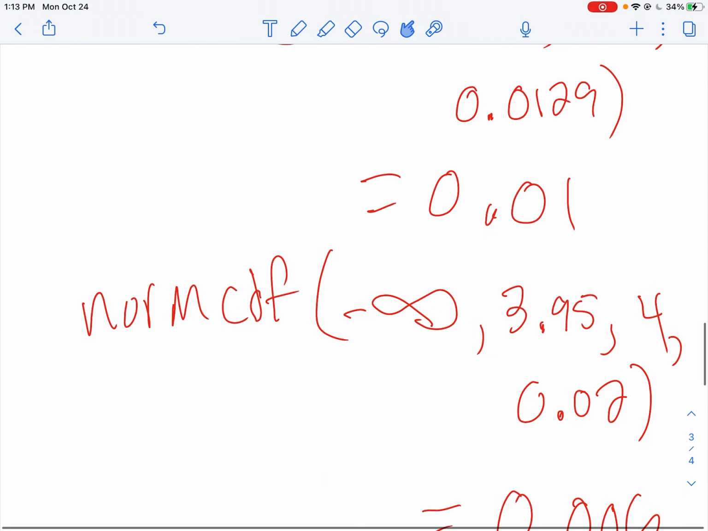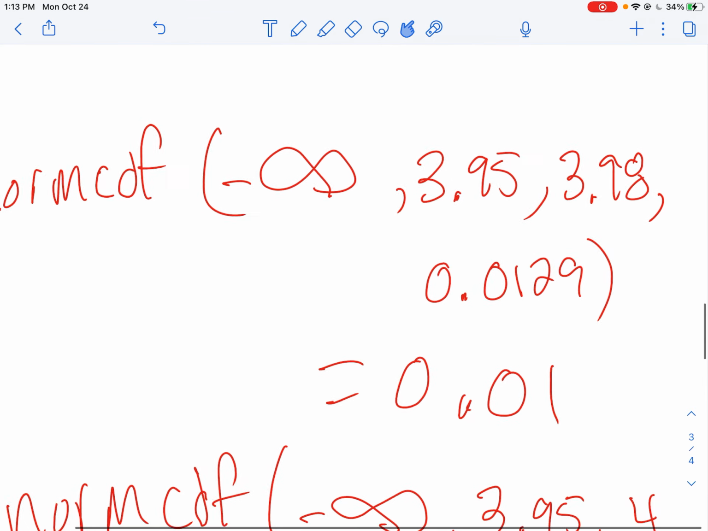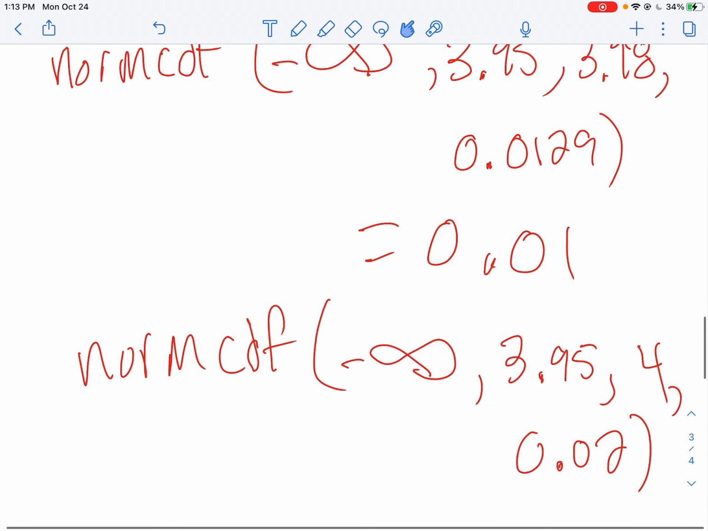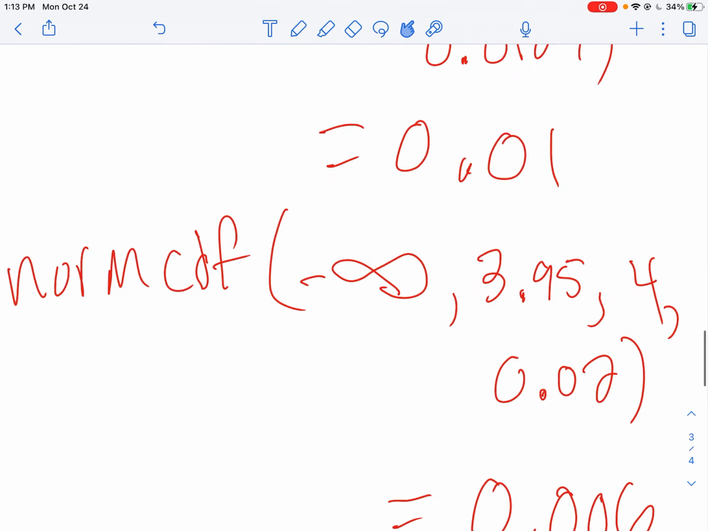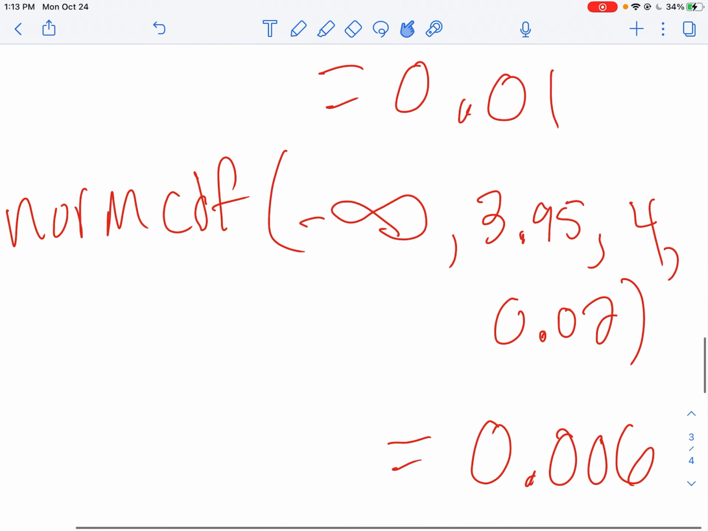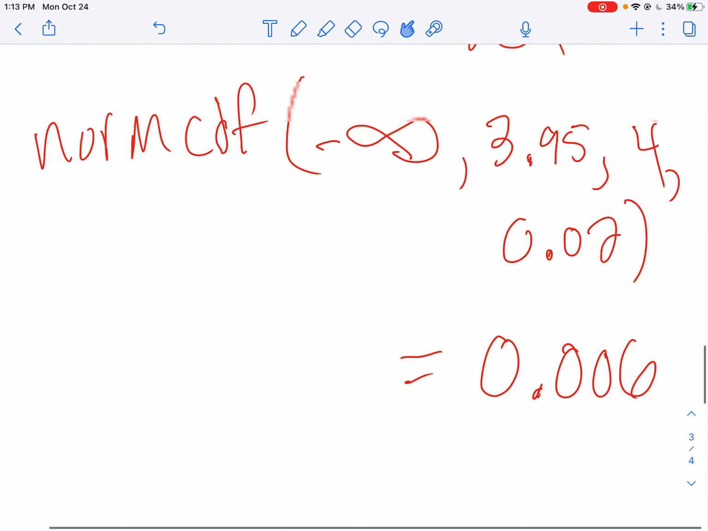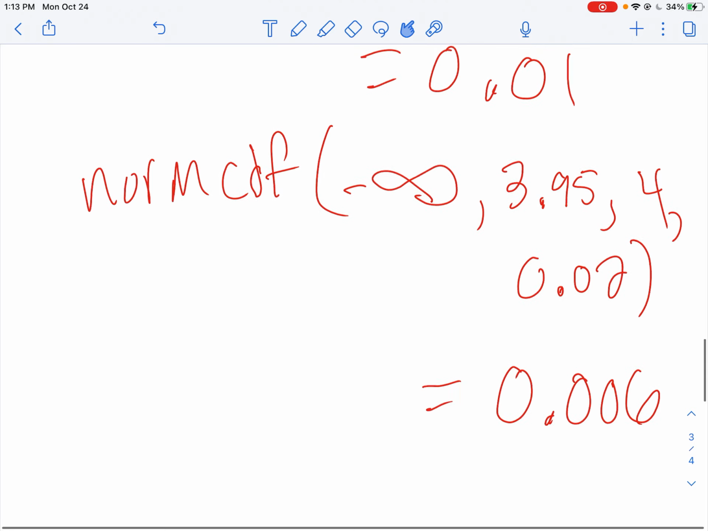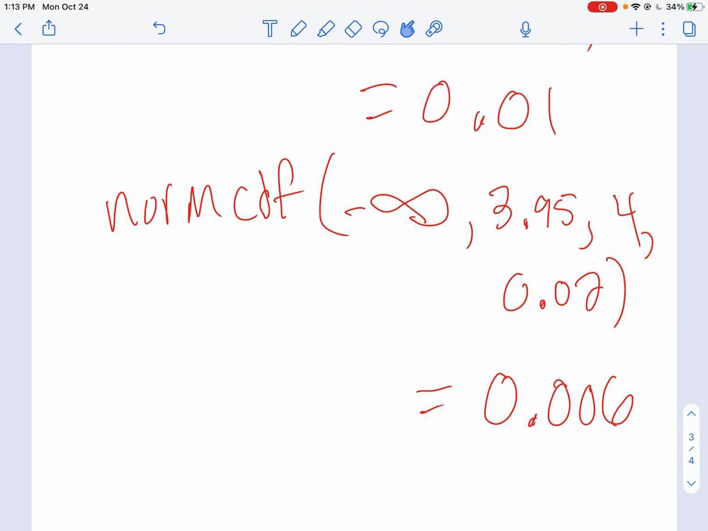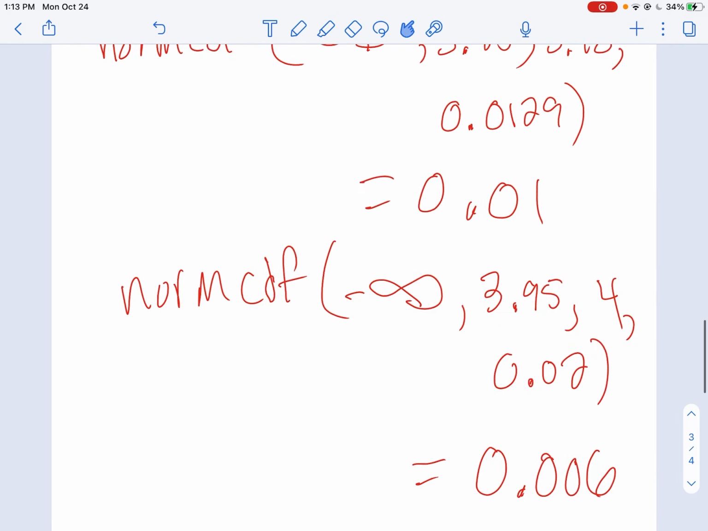And what I found was, when I went with that new standard deviation of 0.0129, the second part of the question, I ended up with about 1% of lids being too small. When with that new mean I calculated of 4 and kept that old standard deviation, I ended up with slightly more than 0.5%. So either way, I'm not going to have too many lids that are too small, but changing that mean will ultimately change things.